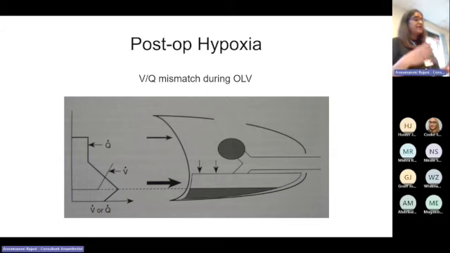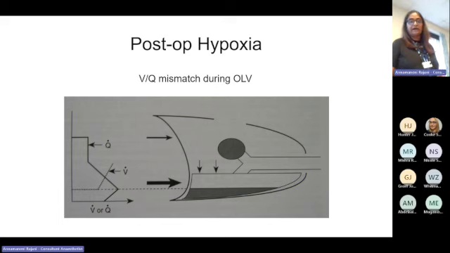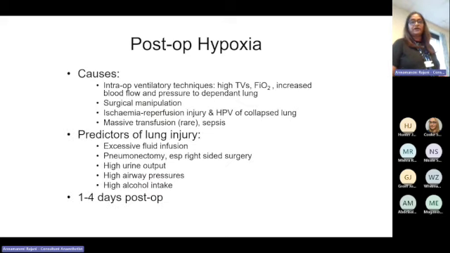And then at the end of surgery, you undo the clamps, you ventilate both lungs, you give them more than 21% oxygen. So you are ventilating them at higher FiO2s, which also causes some atelectasis. So those are some of the reasons why you would have post-op hypoxia.